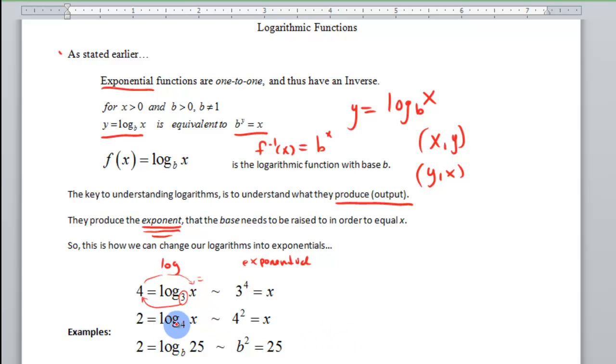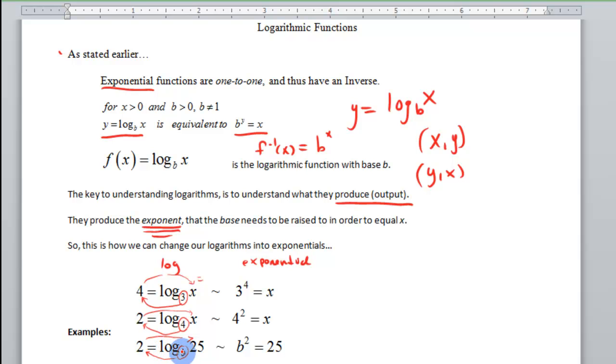So this one, the log base 4, we start with the 4, we raise it to what the log produced, which was 2: 4 squared equals x. Here the base is b, so we take base b raised to the 2nd power and set it equal to 25. b squared is equal to 25. So what we're doing here is going from log notation to exponential notation. They say the same thing, but sometimes you can figure out what the b is then, right? b squared is 25, so b has to be 5. And that's what this says.